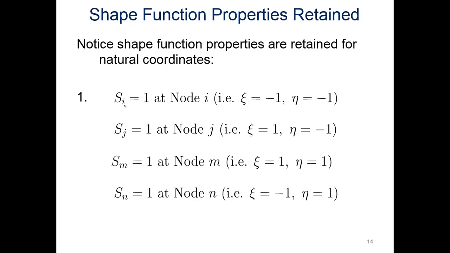The shape function at node i is equal to 1 at its own node. So at node i, node 1, it gives us a value of 1. That's when chi is minus 1 and eta is minus 1. And the same case for the rest. You can check those out and see if they work.